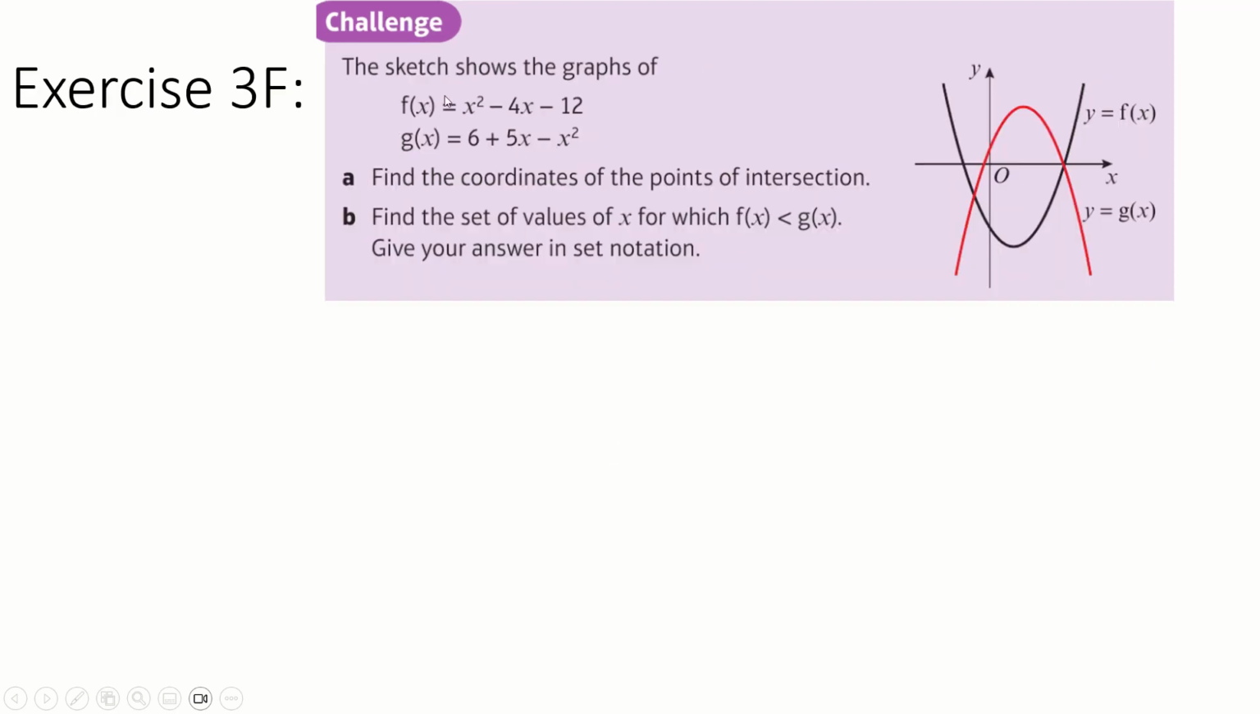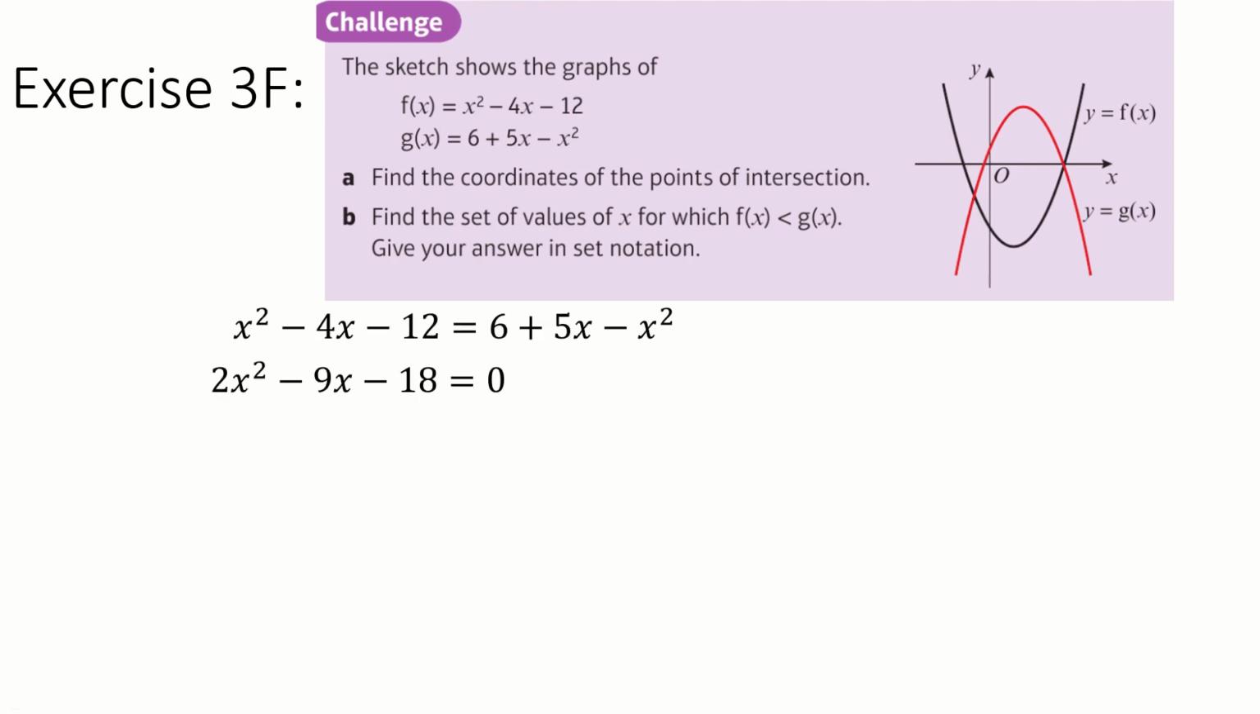Good. 3f then. So coordinates of the intersection. So we're just going to set this thing equal to this thing. We're going to simplify, obviously, and that factorizes, does it? It does, good. So either x is minus 3 over 2. And of course, we need the coordinates. So that's clearly this x coordinate here for this intersection. But we need to substitute that value into here to find the y coordinate.